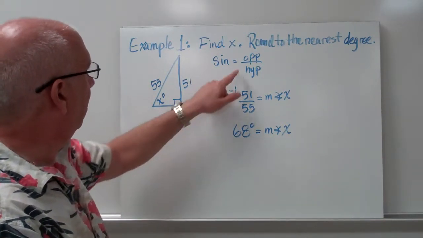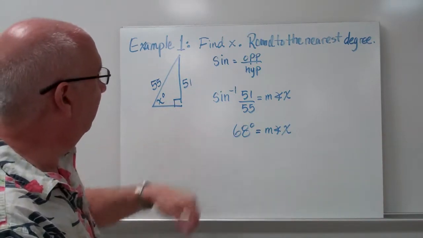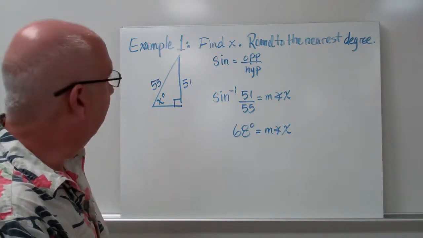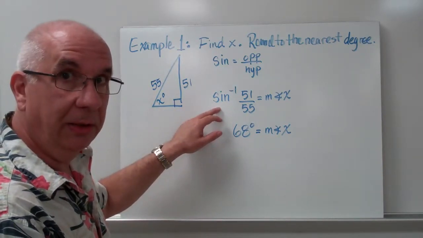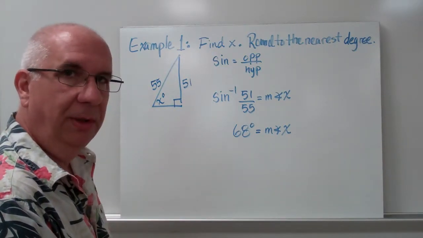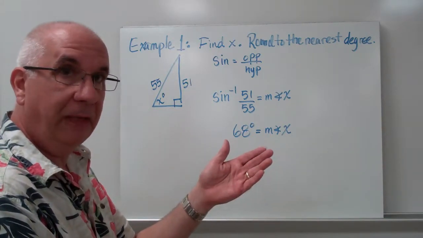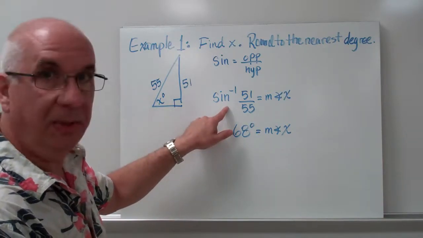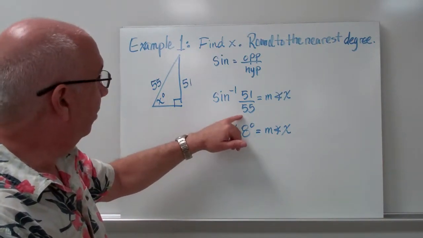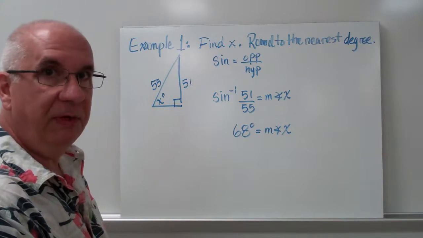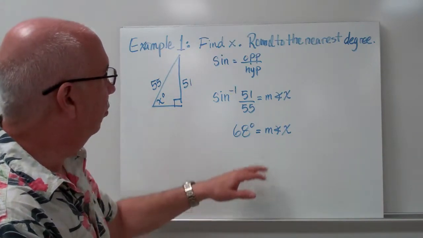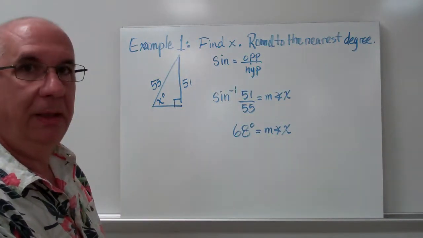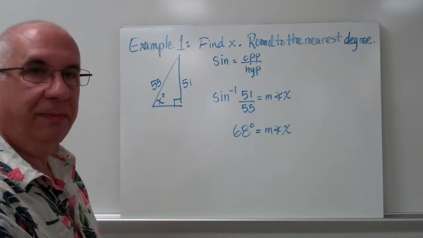Sine is opposite over hypotenuse, so it's 51 over 55, and that's equal to the measure of angle x. Now to enter this into the calculator, this is a second function. So you hit the second key, then you find sine, press sine, and it'll toss this up on the screen. Then enter 51 divided by 55, close the parenthesis, press enter. You'll round this to the nearest degree, which is 68 degrees.